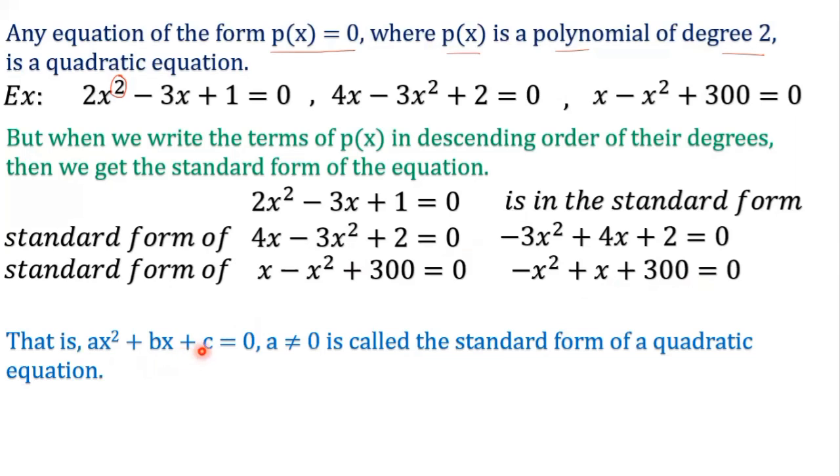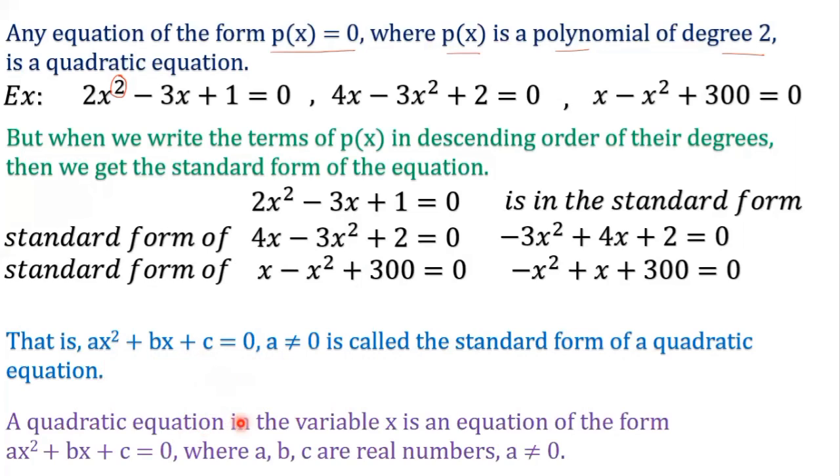Now, ax square plus bx plus c is equal to 0, where a not equal to 0, is called the standard form of a quadratic equation. So, a quadratic equation in the variable x is an equation of the form ax square plus bx plus c is equal to 0, where a, b, c are real numbers, a not equal to 0.